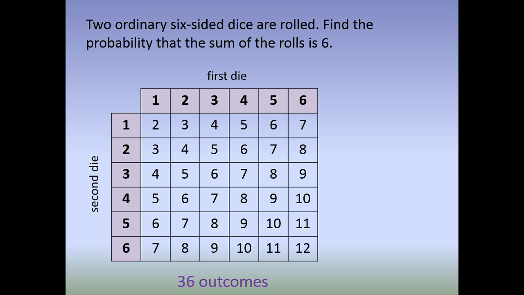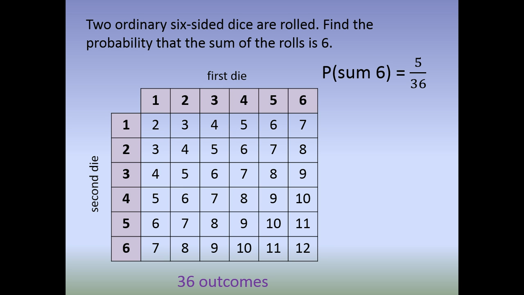That means that the denominator for our fraction, for our probability, is going to be 36, 36 being the total number of outcomes in the sample space. Now the numerator is going to have to be how many ways can we roll a 6. And if you look at the table, you'll notice that there are 5 ways that we can roll a 6. That would be getting a 5 and a 1, a 4 and a 2, a 3 and a 3, a 2 and a 4, or a 1 and a 5. So the probability that the sum of our 2 rolls is 6 is 5/36.